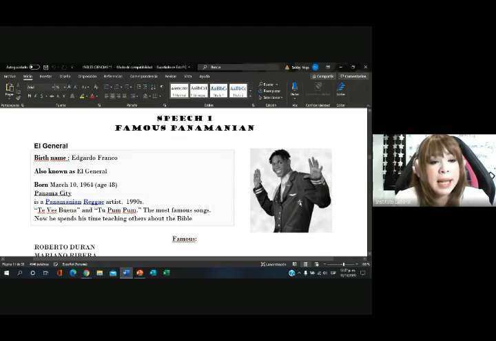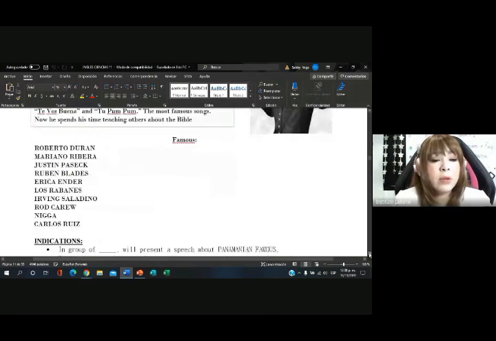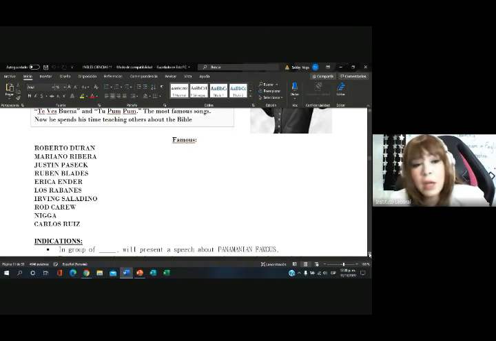This is El General. His name is Edgardo Franco. He was born March 10. He lived in Panama City. He's from Panama. He's a reggae artist. Okay, here you have a list: Roberto, Mariano, Justin, Ruben, Erika, Los Rabanes, Irving Saladino, Rod Caru, Carlos Ruiz. If you don't like these famous people, you can select your own. Like, for example, I like Shakira. Okay, write about Shakira in the forum.